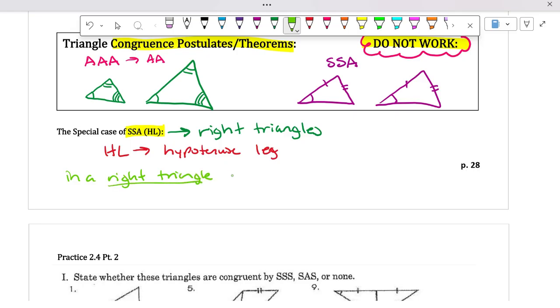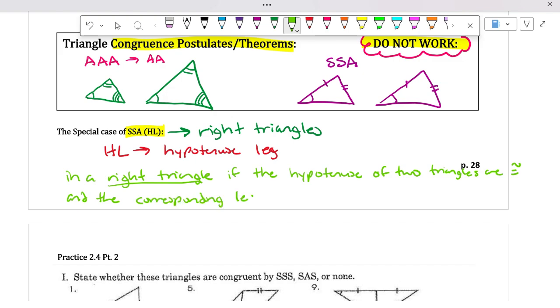All right. If the hypotenuse of two triangles are congruent and the corresponding legs are congruent, then the triangles are congruent.